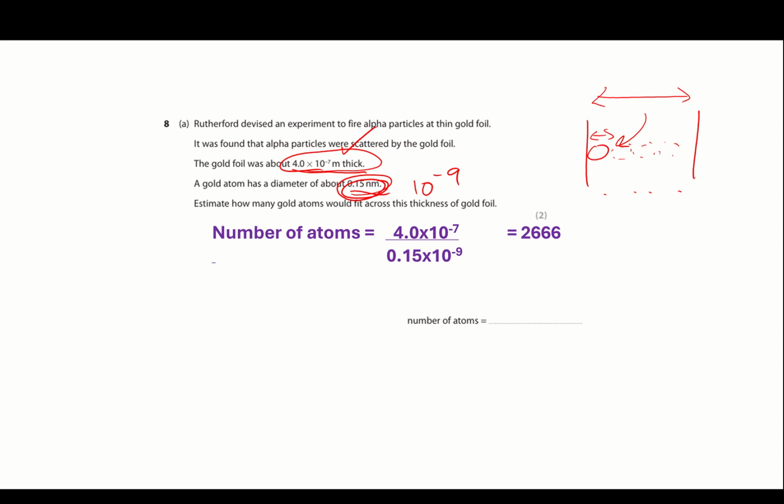Put that into a calculator and you get 2,666. I think the mark scheme said it would accept approximately 2,700 atoms. But we're going to put the full answer in, because it doesn't ask us to give a specific number of significant figures. Okay, on to the next part then.